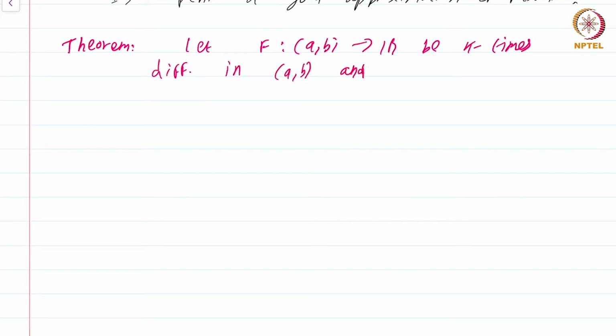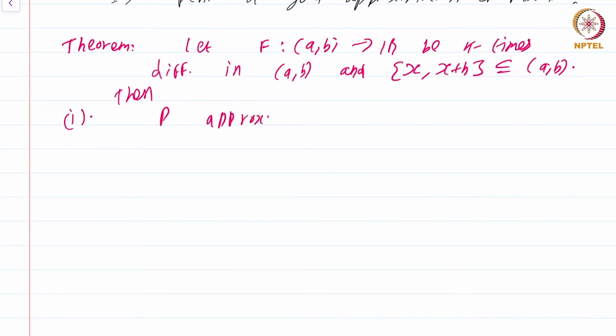Let f from (a,b) to R be k times differentiable in (a,b), and let the closed interval [x, x+h] be a subset of (a,b). Then 1. P approximates f to order k at x.